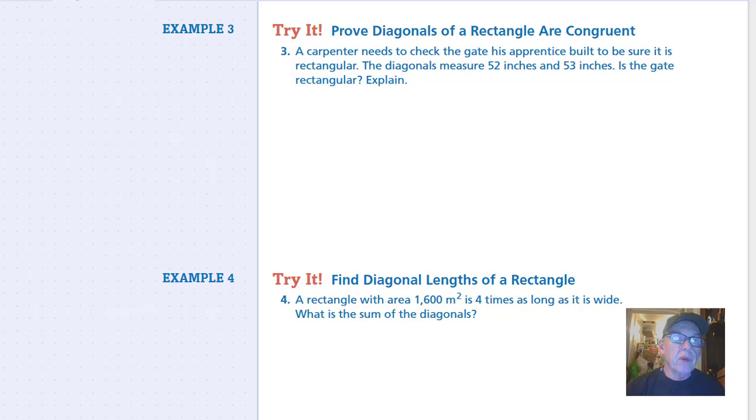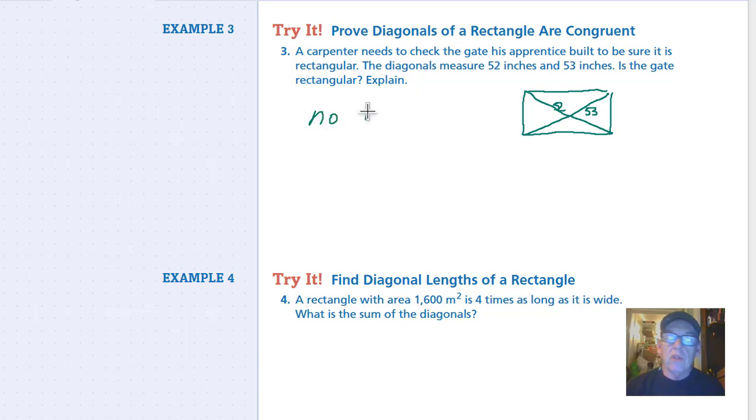Let's look at example 3. A carpenter needs to check the gate an apprentice built to be sure it's rectangular. The diagonals measure 52 by 53. Is the gate rectangular? So now in a rectangle, we have the right angles, but one important property of a rectangle is that the diagonals of a rectangle are congruent to each other, and they also bisect each other. And if one of these diagonals is 52 and the other one is 53, we have almost a rectangle, but it isn't quite a rectangle because diagonals in a rectangle have to be congruent.